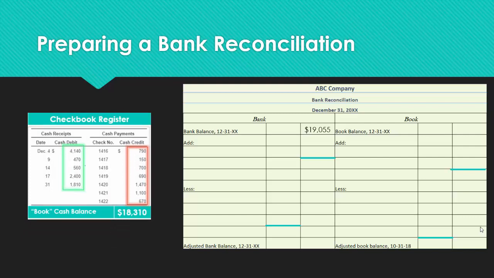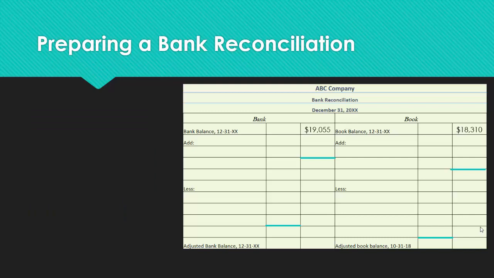Next, we're going to go to our checkbook register, which has the book balance. You could also go to your cash T account. It'll tell you that as well. That balance is $18,310. So now that we have our beginning balances and we realize that they're off by a little bit, let's prepare this bank reconciliation so we can get what the bank's saying we have and what we're saying we have to line up.